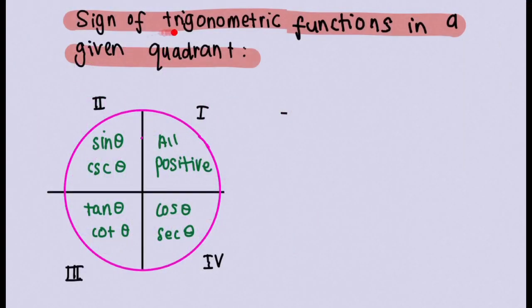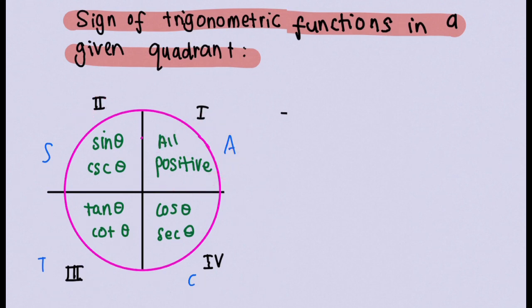Let's see the sign of trigonometric function in the given quadrant. So again, we have 4 quadrants. So this is as what we learned in school, add sugar to coffee. So here, the first quadrant, all will be positive.